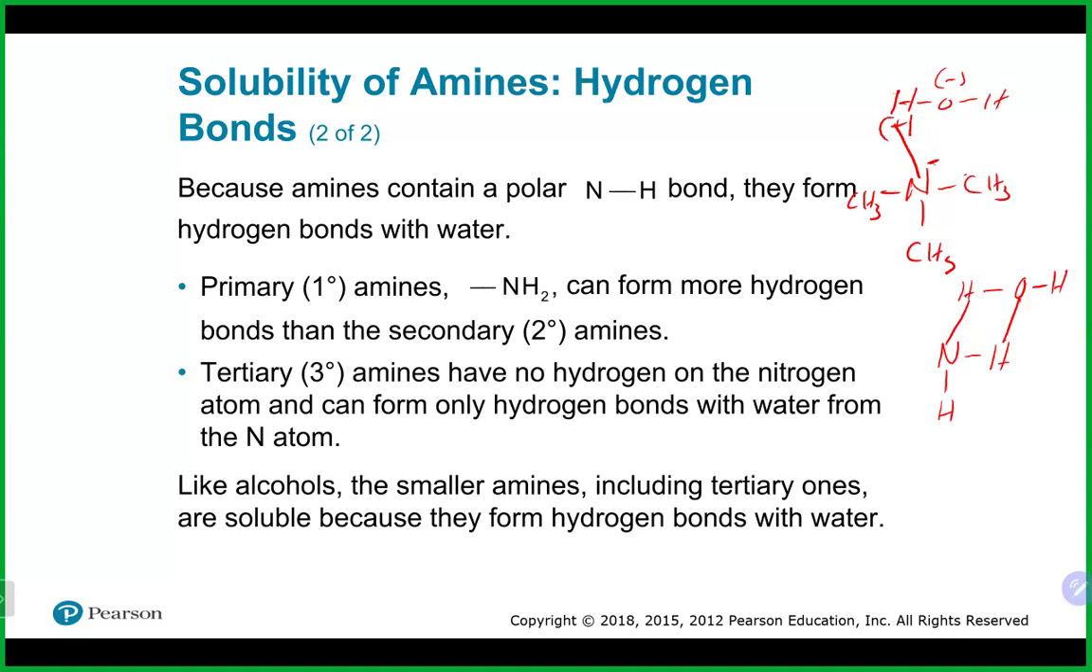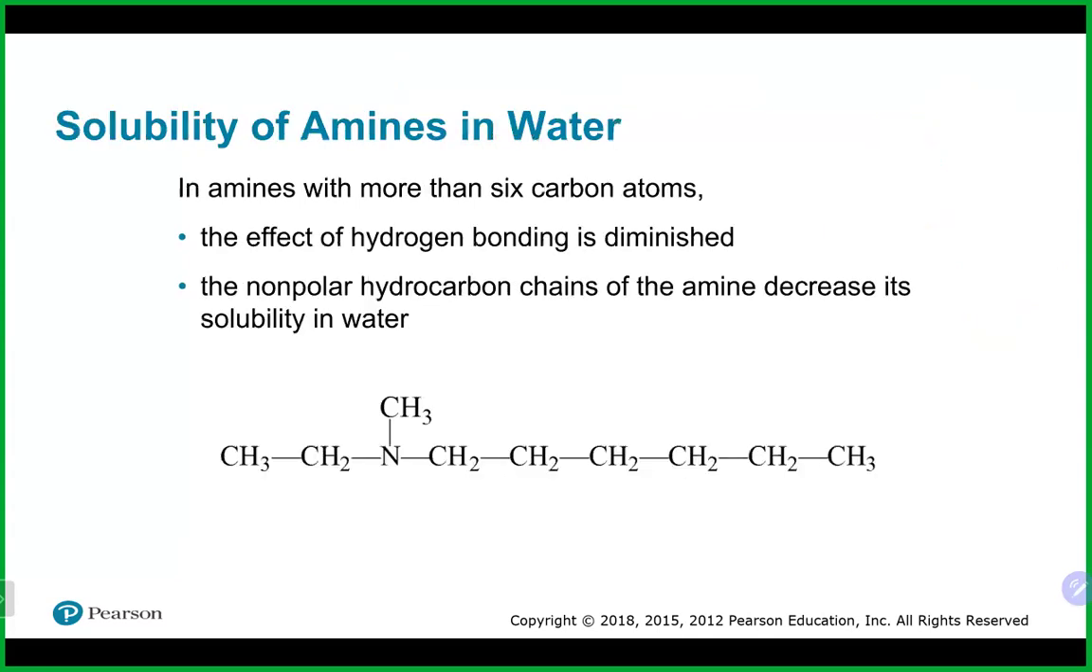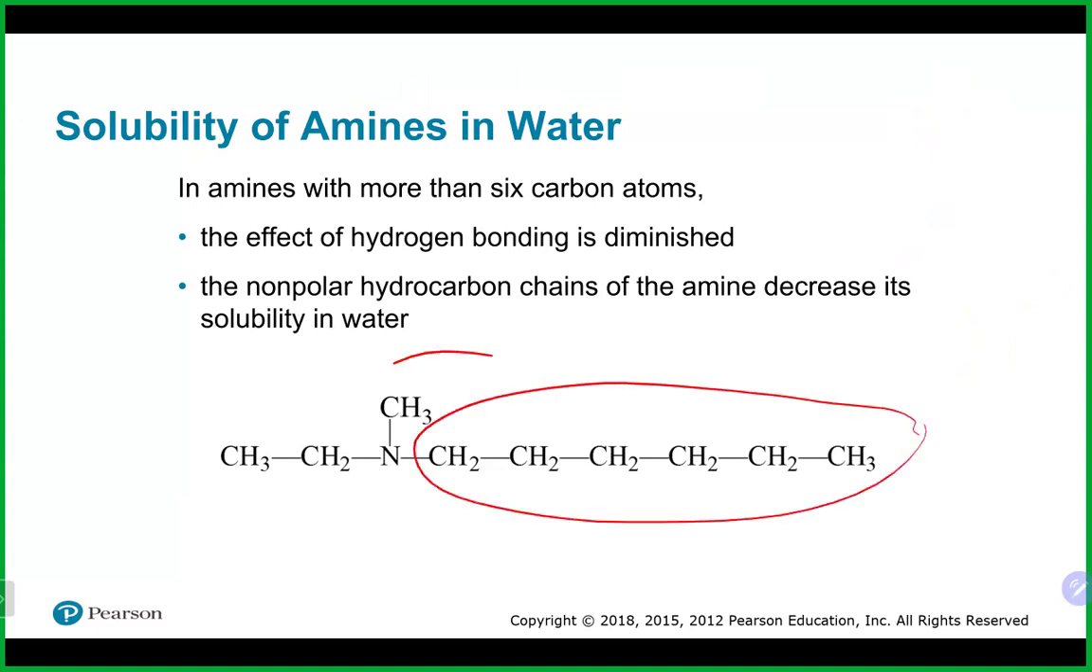Like alcohols, the smaller amines, including tertiary ones, are going to be soluble in water because they can form that. But our primary and secondary can be a lot more soluble. If the amines are more than 6 carbons, the effect of hydrogen bonding is diminished, just like normal. For example here, this is a lot of non-polarness all around that nitrogen, so it's going to sterically hinder water from interacting well there. So you're probably not going to see a lot of solubility in comparison to something that doesn't have a lot of those carbons.